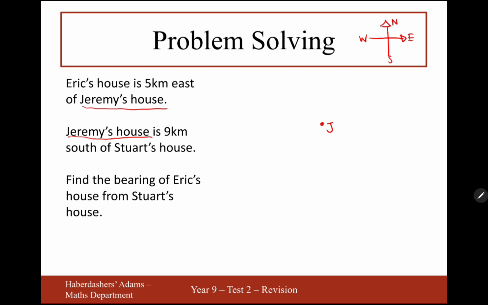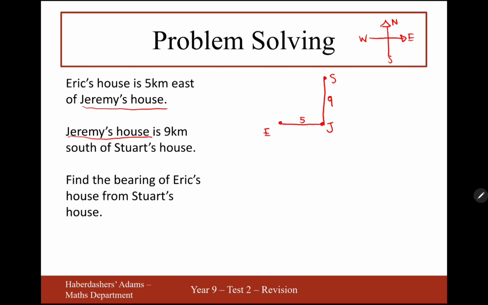So Eric's house is 5 kilometers of Jeremy's house. So Eric's will be to the east. So Eric is going to be over here. Stuart's house is 9 kilometers south of Stuart's house. So from where Stuart is, Jeremy is south of there. So Stuart must be up here. That's 9. So that makes sense because Jeremy is south of Stuart.